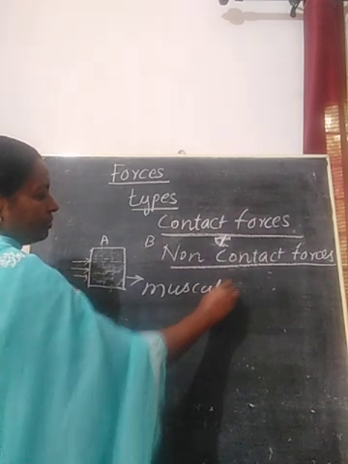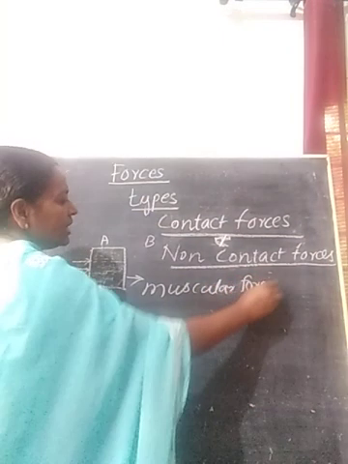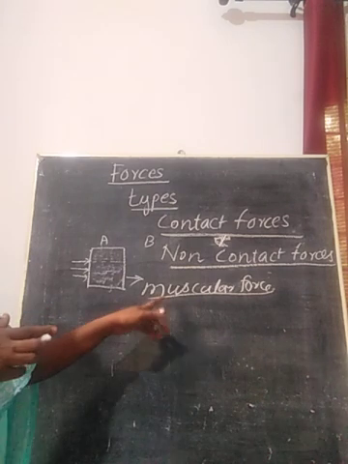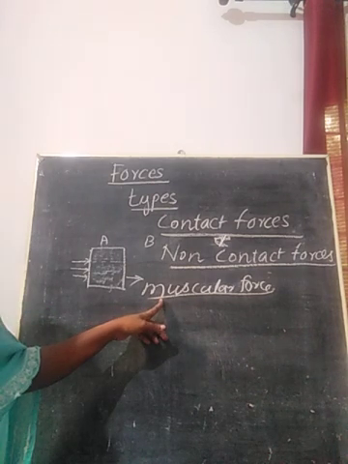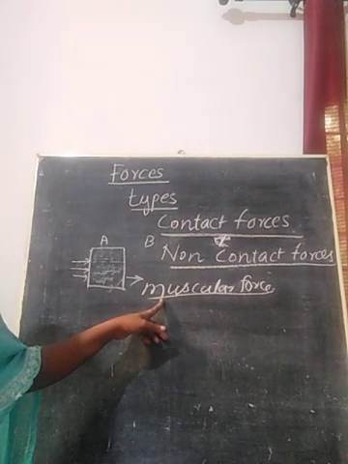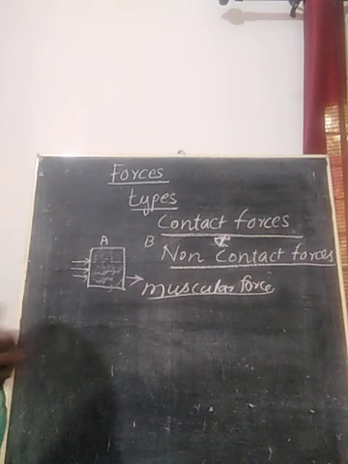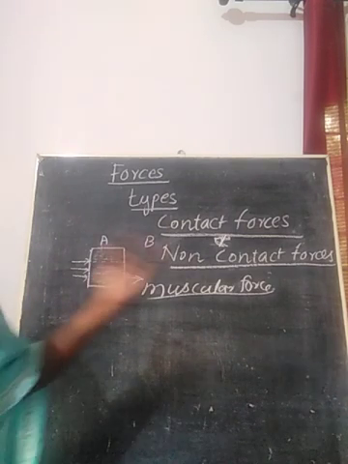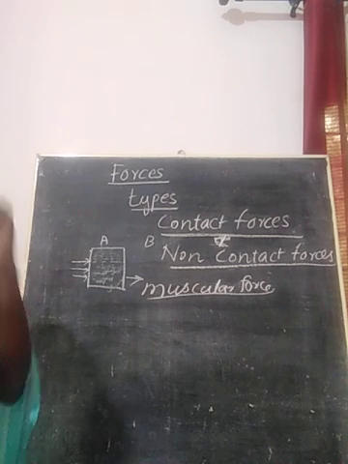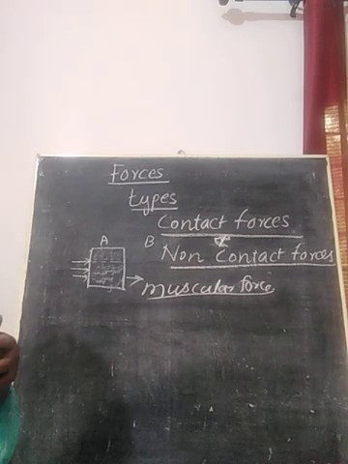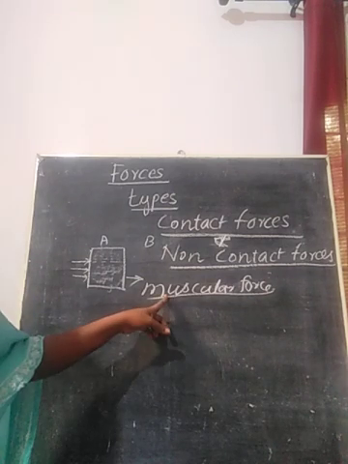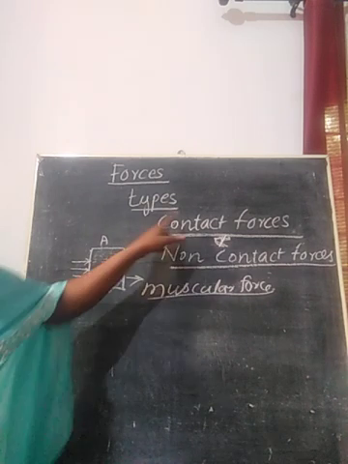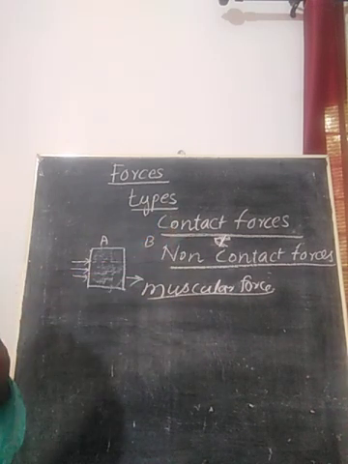Muscular force is a contact force, and in this force we apply a force by using the energy stored in our own muscles. Whenever we do any activity we are using this muscular force, and we are spending some muscular energy from our muscles. Without touching an object we cannot apply the muscular force. So muscular force is a type of contact force.